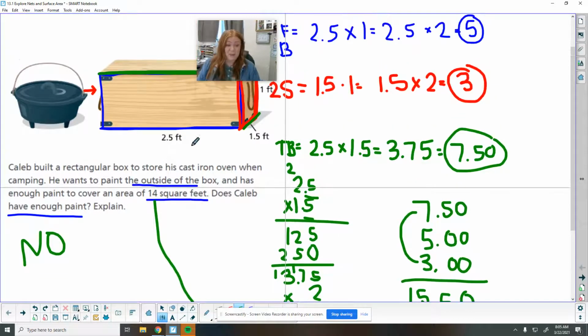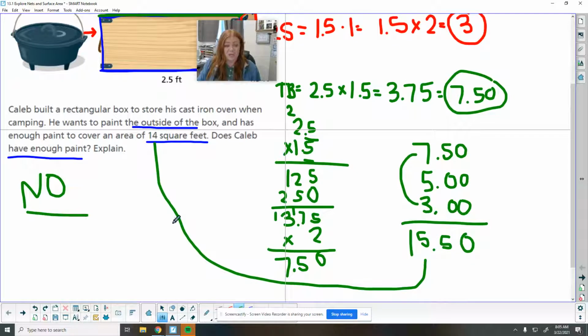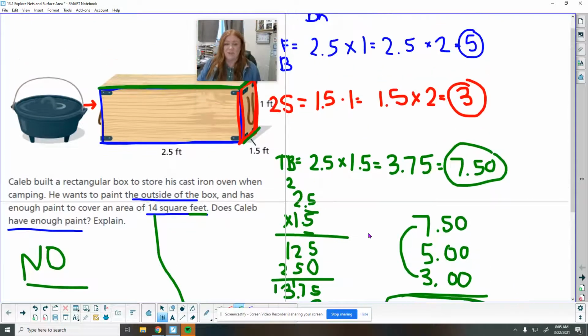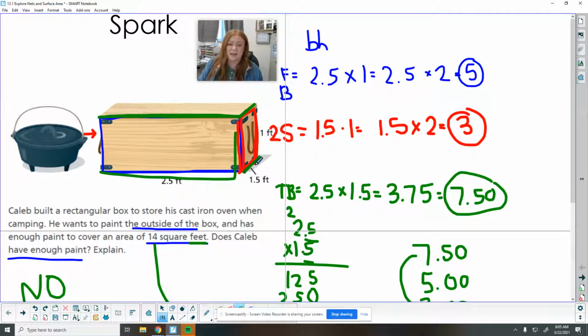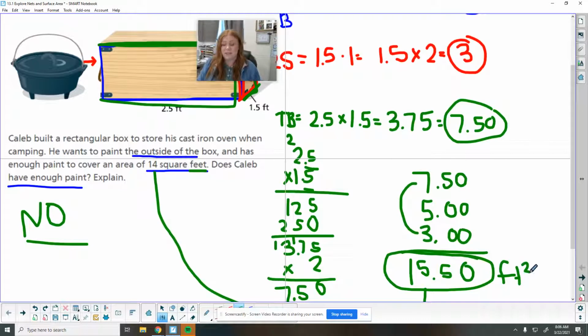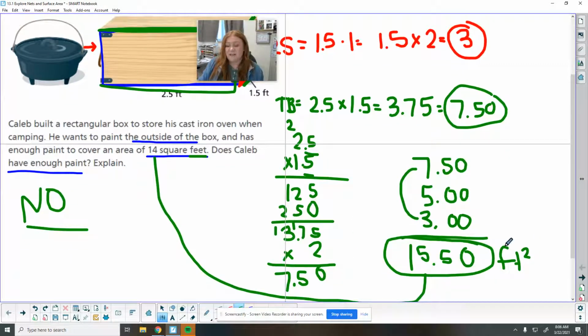If he didn't paint the bottom, he would have enough. If he just painted the sides, the top, the front, the back, and not the bottom that it's sitting on, he would have enough. But if he wants to paint all of the outside, then no, he does not have enough paint because the total area, and we're measuring in feet squared, because every time we just found two dimensions, base times height, is still just two dimensions. So we found 15.5 feet squared is how much surface area he has.